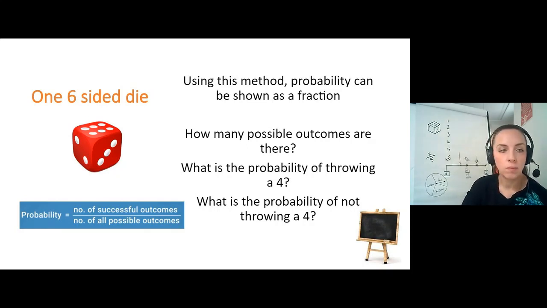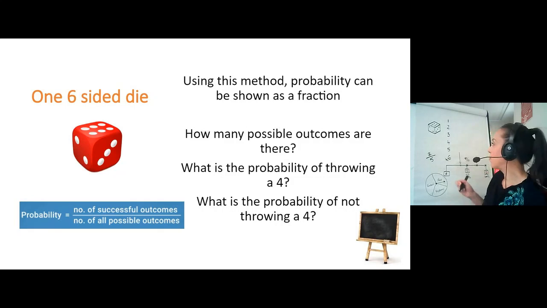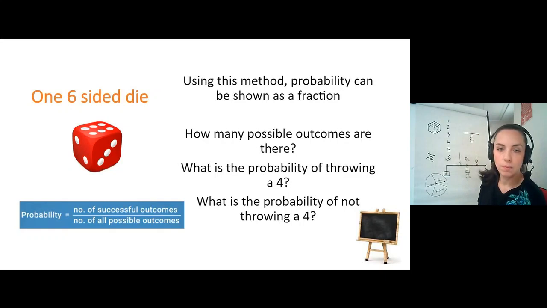Does anybody know? Yeah, so there's 6 possible outcomes. So if you roll one 6-sided die and think of that probability, you've got 6 possible outcomes. So what is the probability of throwing a 4, or rolling a 4, do you think? Oh, got a few different answers there.